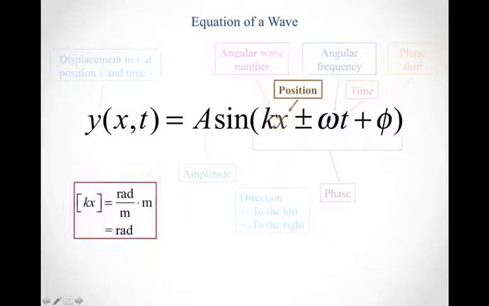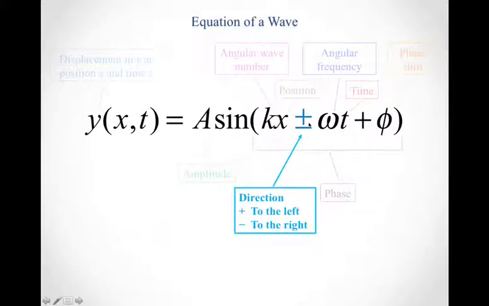We're going to take k and we're going to multiply it by x. And so of course x has units of meters. So when you multiply k with units of radians per meter times x with units of meters, we're going to get something with units of radians. Here we have three pieces that make up our phase. Each of those individual pieces is going to have units of radians. That's what we're plugging into our sine function.